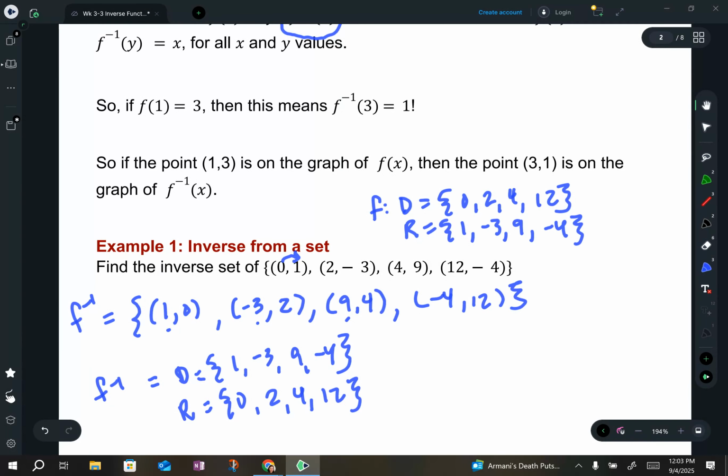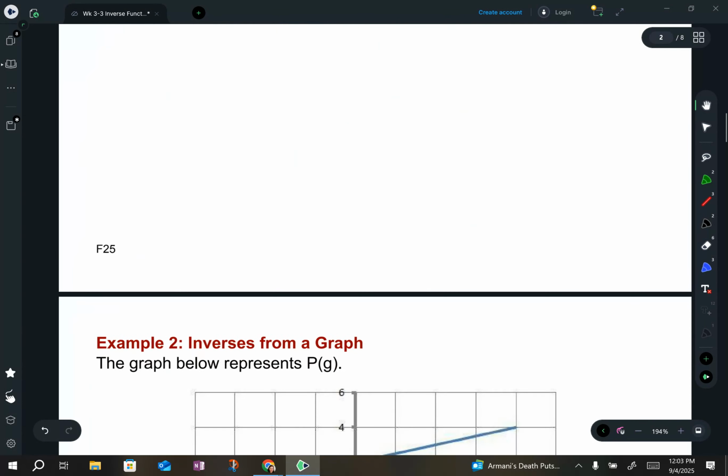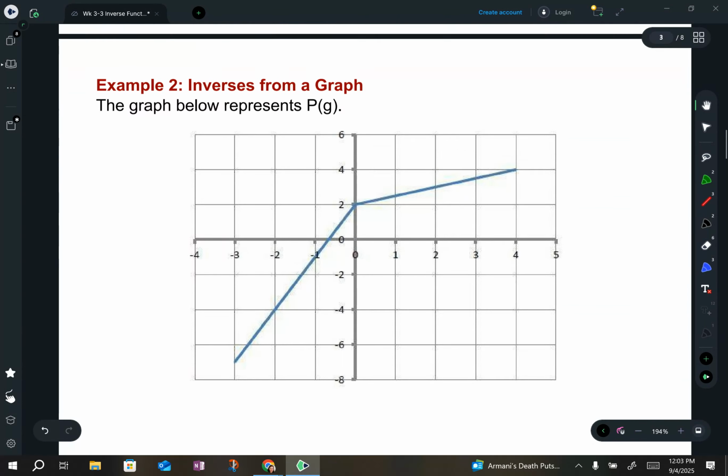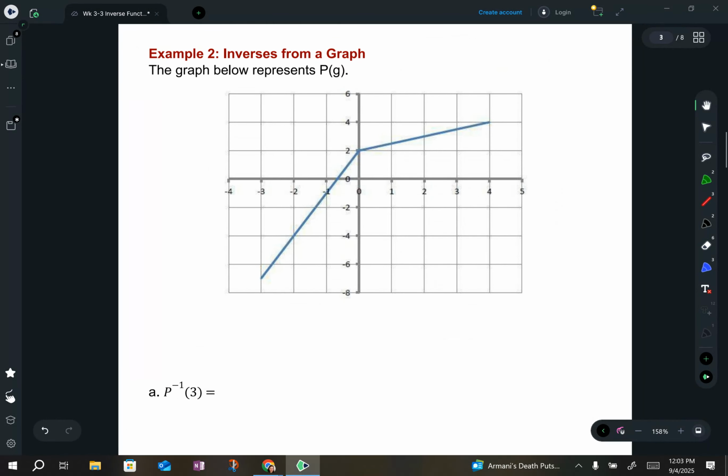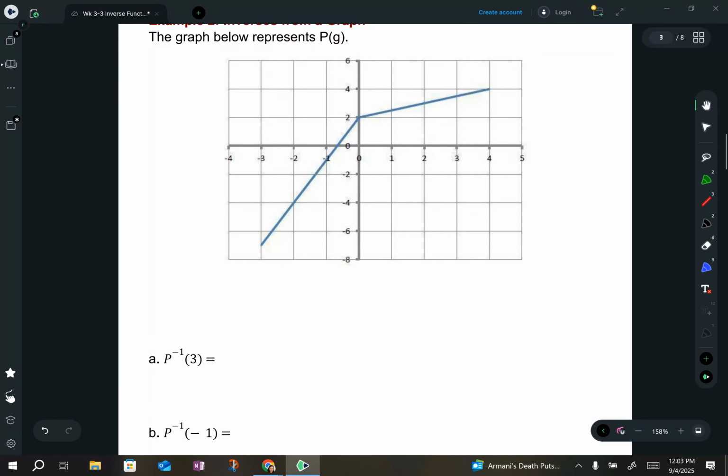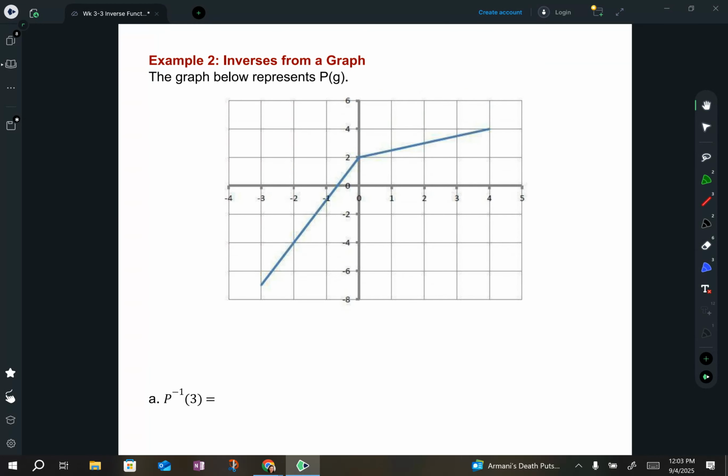All right, let's keep going on with inverse functions. Let's think about inverses from a graph. So here is our function, and we're going to call it p of g. And so our independent variable in this example is g, apparently. I don't know why I picked that. And our dependent variable is p of g. So if we wanted to find the values below, we're interested in some values for p inverse.